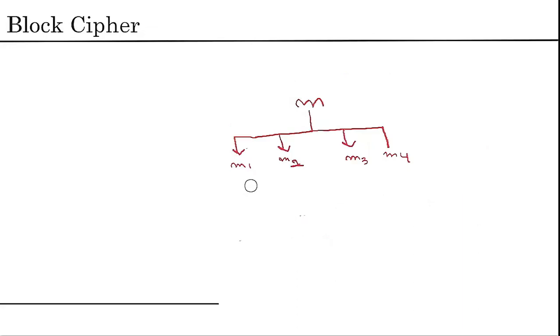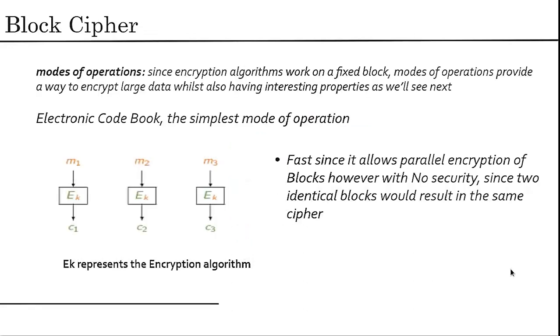After splitting the message M into 4 equally sized blocks, we can use some encryption algorithm, call it E, using some key K to encrypt M1 and turn it into C, a cipher block. We use the same thing for all the blocks. In block cipher, we have modes of operation. Modes of operation allow us to encrypt large data whilst also having interesting security properties, because each encryption algorithm works only on a fixed block.